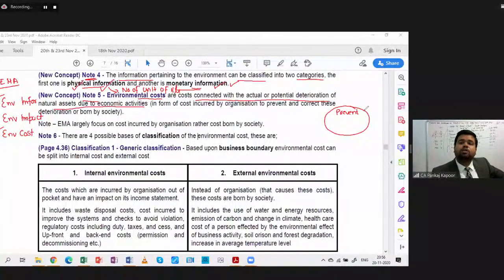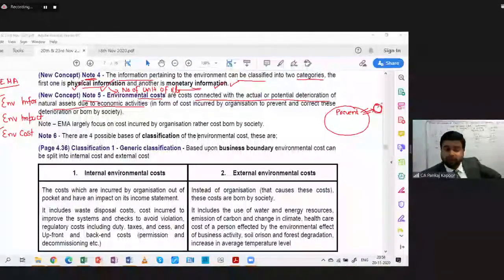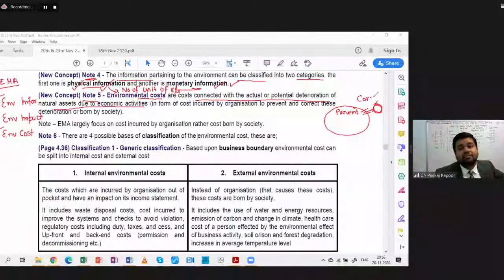But still it may be possible that sometimes the treatment plant doesn't work properly, and some of the pollutant elements move out of the factory, and then the regulator asks the company to remove or reposition those areas where the pollutant effect, or the effect which caused the pollution, reaches. So in that case, the company again incurs the cost, and that cost is known as corrective environment cost.